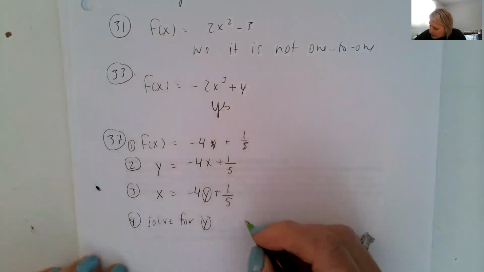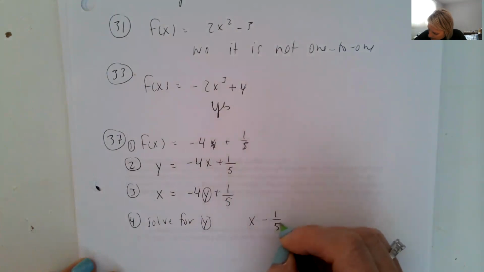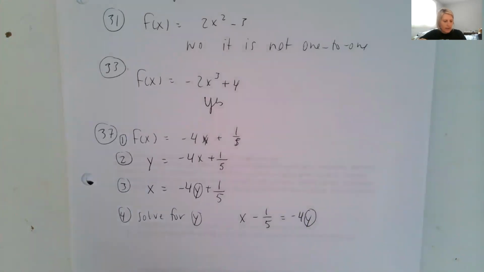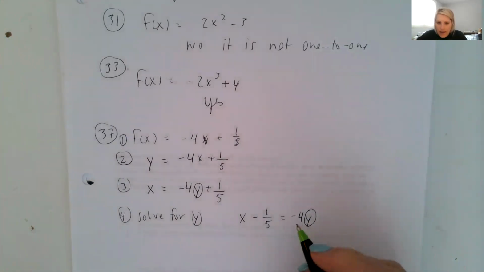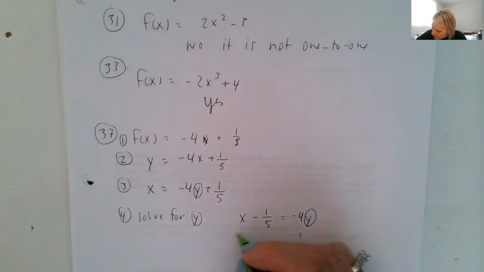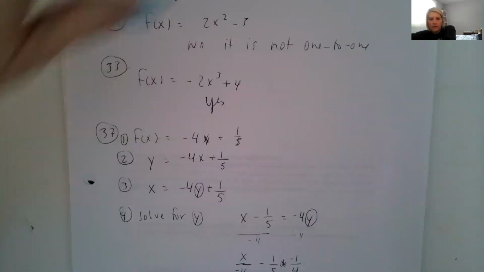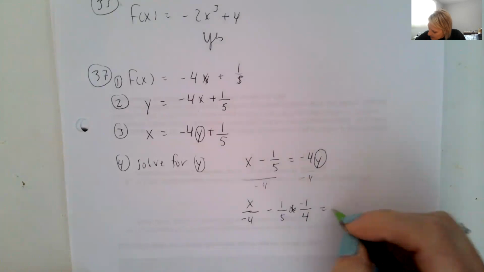So that means I'm going to subtract 1/5 from both sides. I circle the letter that I'm trying to solve for just so I can isolate it. And then I'm going to divide by a negative 4. So I'm going to take x and divide by a negative 4. And then a negative 1/5 divided by a negative 4 is multiplying by the reciprocal, a negative 1/4. And then I have y.